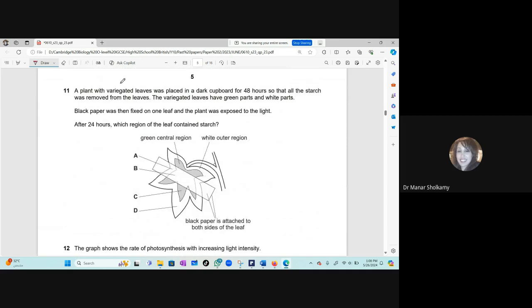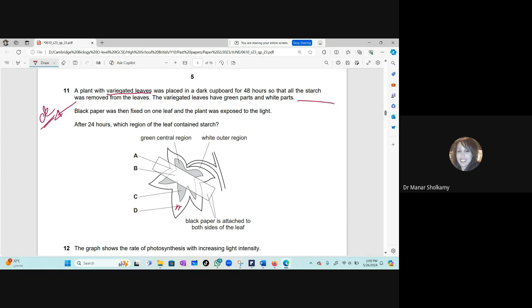Okay, easy exam. The plant with variegated leaves. Now, what are variegated leaves? We took it in plants. Variegated leaves are leaves that have two colors, white and green. The green has chlorophyll, and the lighter part of the leaf, which is D, for example, has no chlorophyll. They were placed in a dark cupboard for 48 hours so that all the starch was removed from the leaves. So this is de-starching. They de-starched the plant.